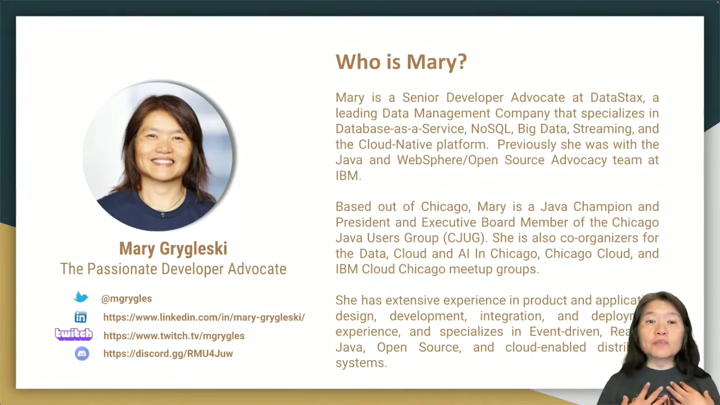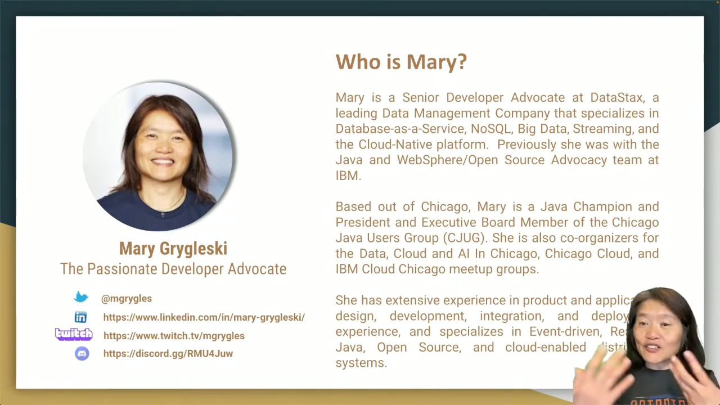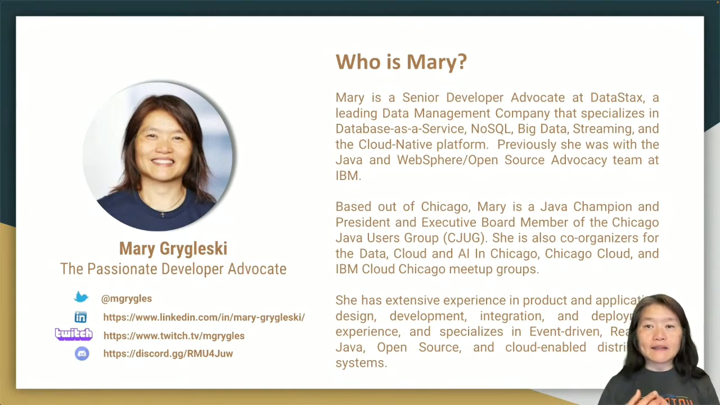And basically, before I became a developer advocate, which I've been doing for over 4 years now, I was a developer like yourself, maybe many of you in the audience. I was a developer and software engineer for over 20 years in the Java area. So my area covers design, development, implementation, integration, deployment, all kinds. And in recent years, the past 4 or 5 years, I've ventured more into event-driven, reactive systems, reactive Java, open source, and also cloud-enabled distributed systems. So those are my areas.